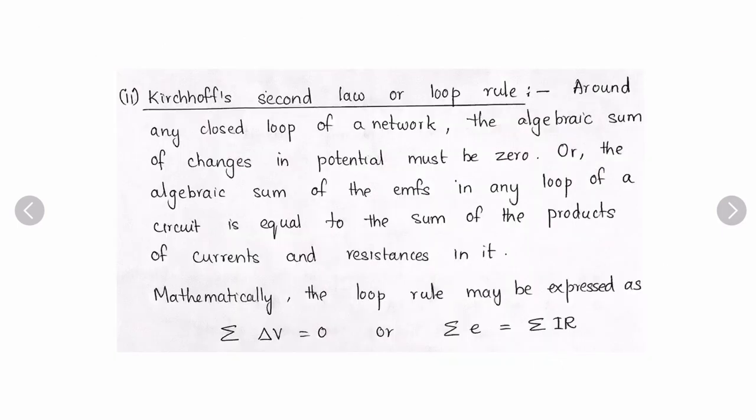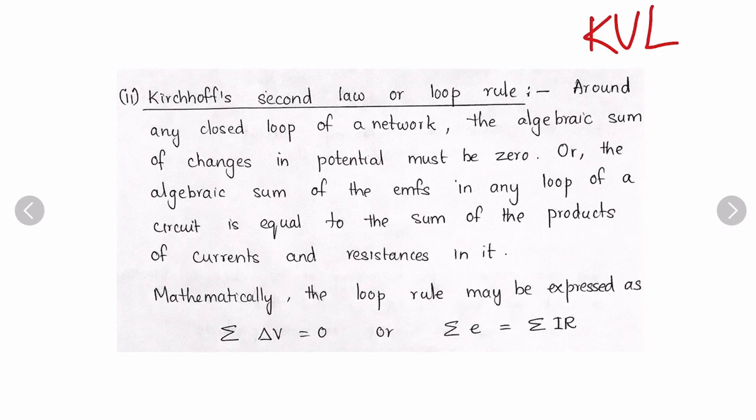Further, let's continue with the second law. Kirchhoff's second law is also called the loop rule. Kirchhoff's loop rule, we also call it KVL. Because it is related to voltage, we call it KVL, Kirchhoff's voltage law.